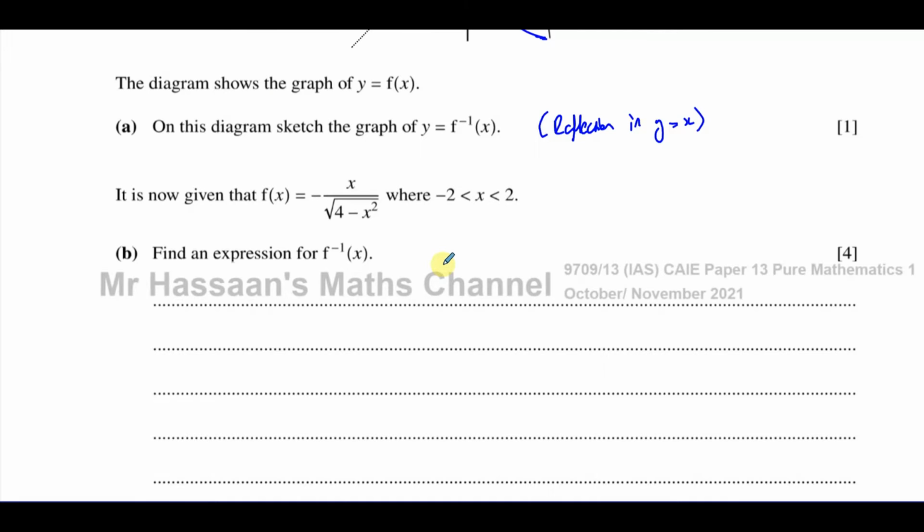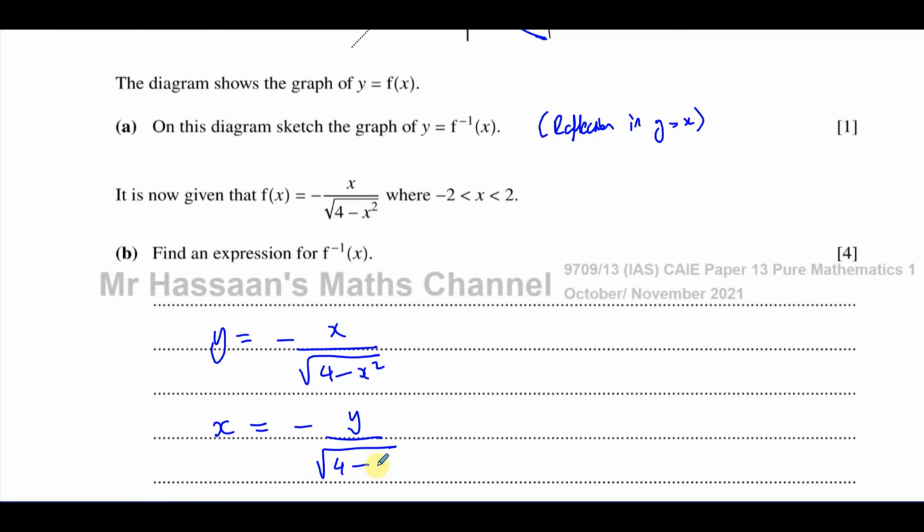In this case, we just have to find an expression for it. So as I said, we're going to start off with y equals negative x over the square root of 4 minus x squared. And when we are finding the inverse function, the x and y switch around. Now I like to switch them around at this stage so that students don't forget at the end. So I'm going to replace the y with the x, and I'm going to replace the x with the y. So wherever I see x, I'm going to write y in its place.